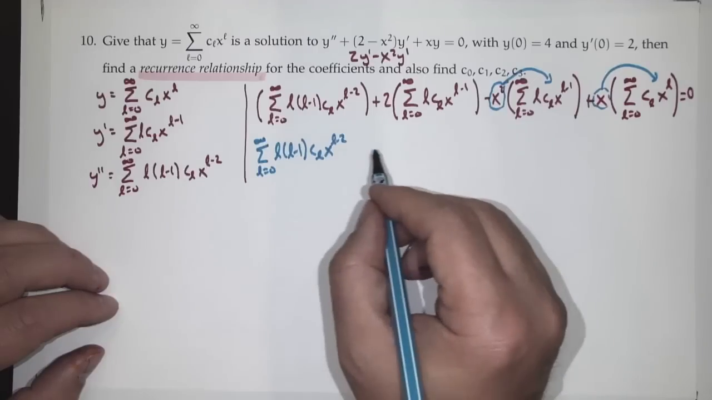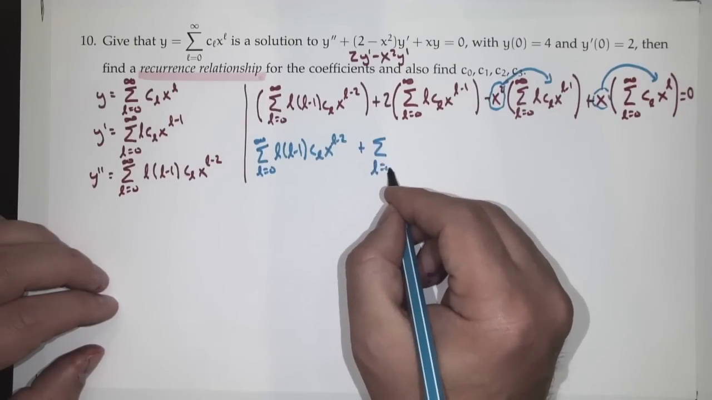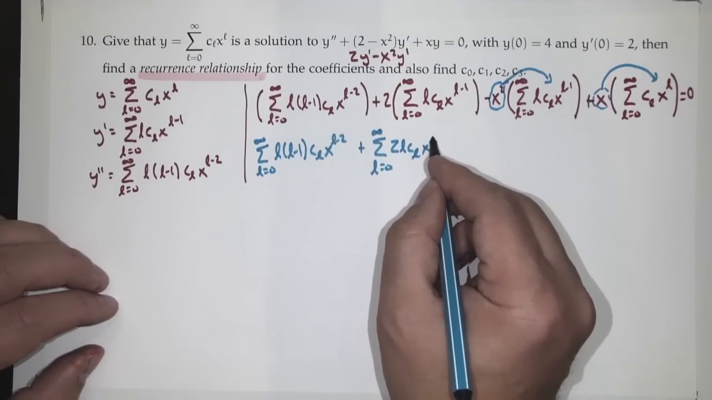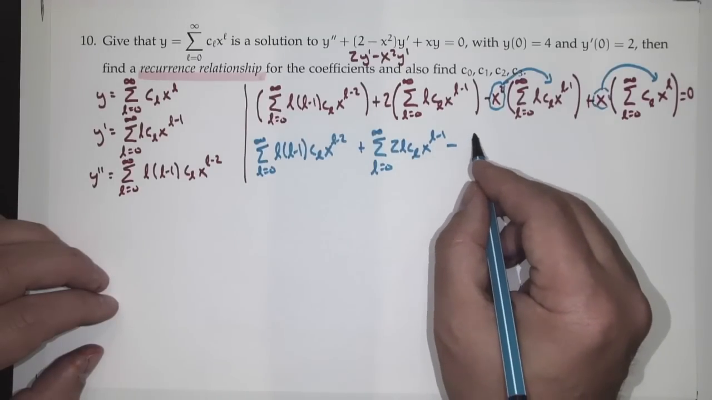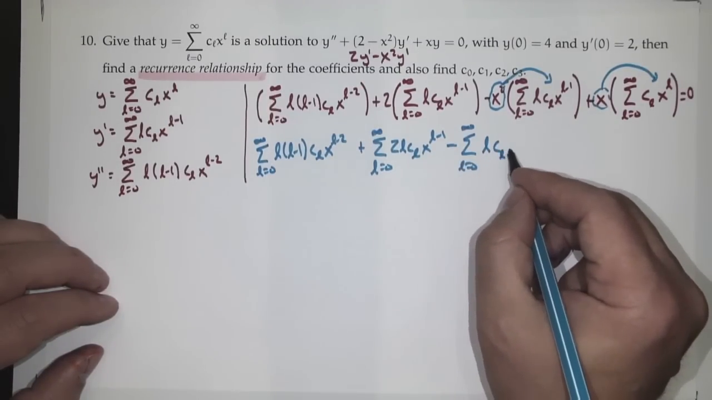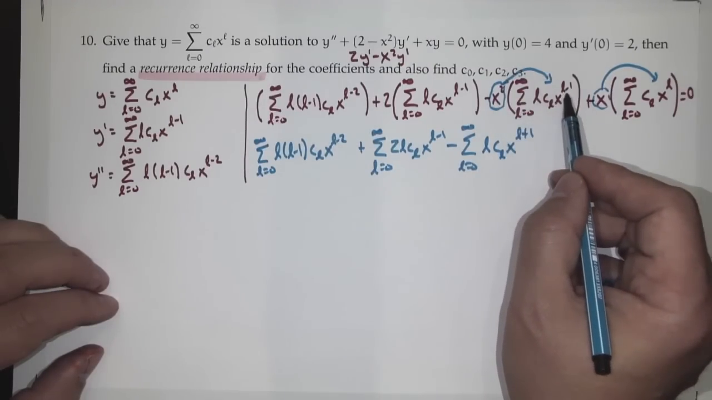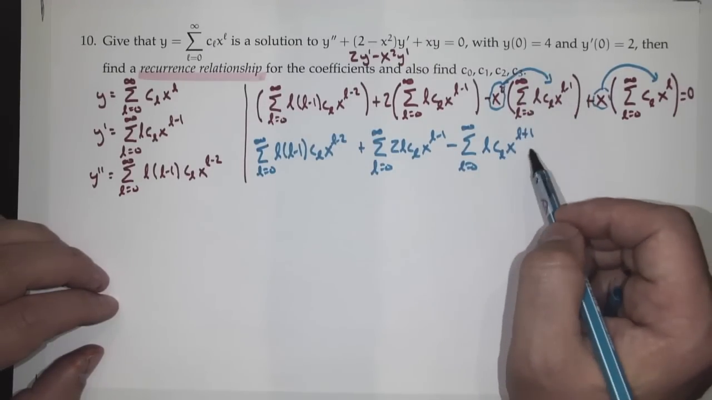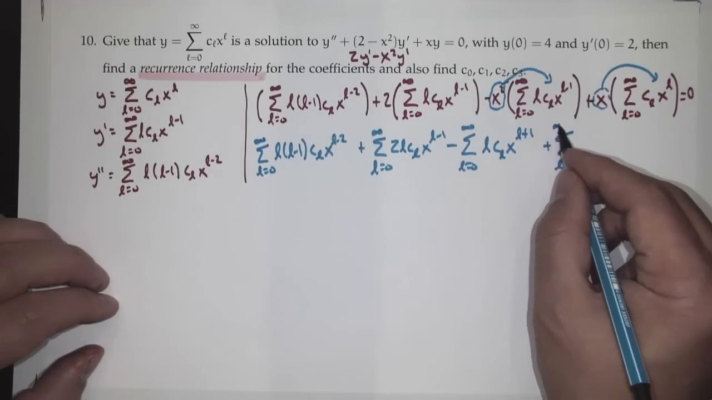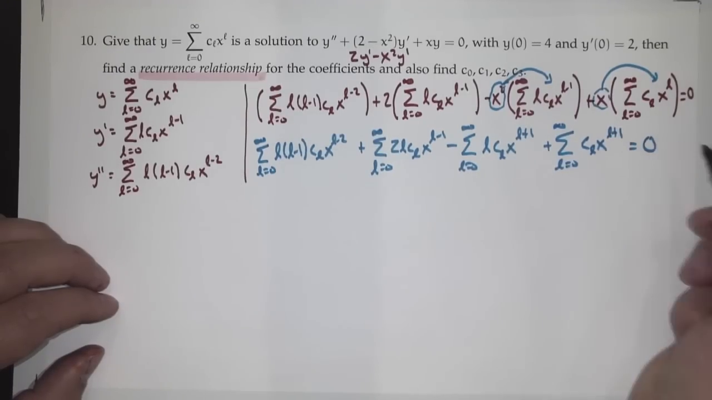So we have our first term. We can even put the 2's inside if we wanted to. Sum L equals 0 to infinity, 2 L c sub L, x to the L minus 1, minus the sum L equals 0 to infinity, L c sub L, x to the L plus 1, right? Because it's plus 2 coming in, so L minus 1 plus 2 is L plus 1, plus the sum 0 to infinity, c sub L, x to the L plus 1, equals 0.